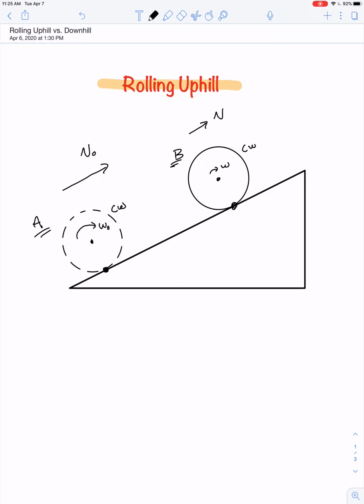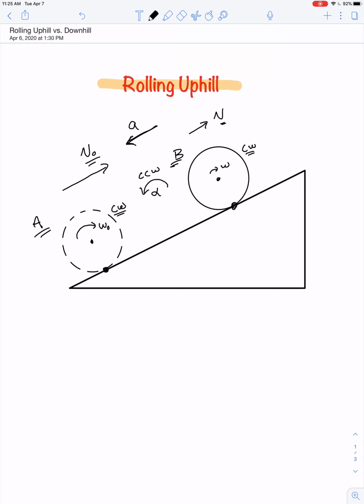So that tells us the linear acceleration is a vector that points down the hill. Even though the velocity points uphill, if it's slowing down, the acceleration points downhill. And likewise, even though the rolling motion is clockwise, because it's reducing, the angular acceleration, alpha, points counterclockwise.